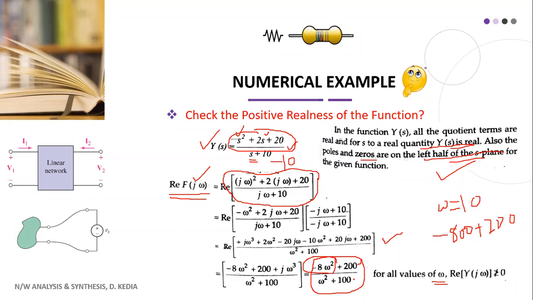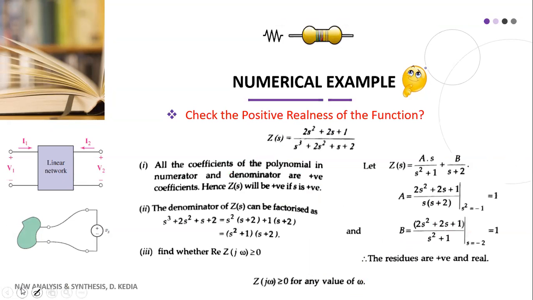So this is not greater than 0. So that's why this function is not a positive real function. This was another example that I wanted to discuss, where we have a function which does not satisfy positive realness condition. I hope this thing is clear. Next. So this is the last example of positive realness of the function we have to check.